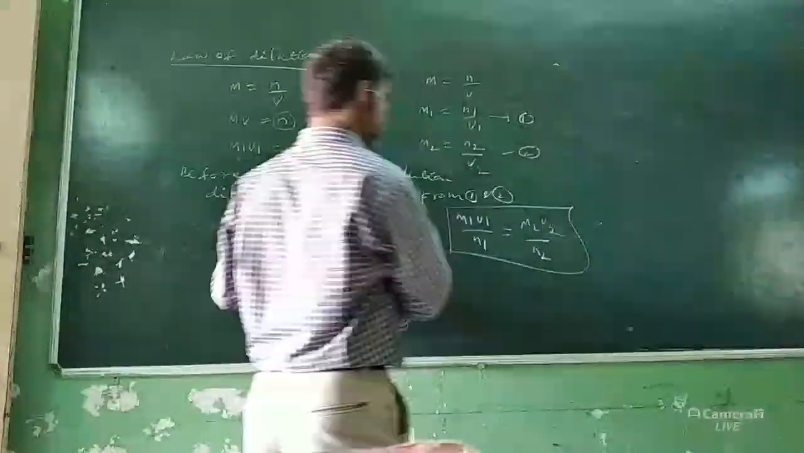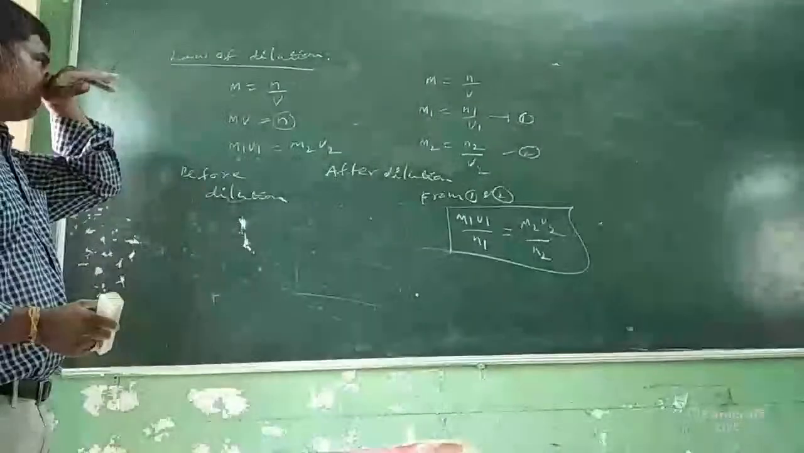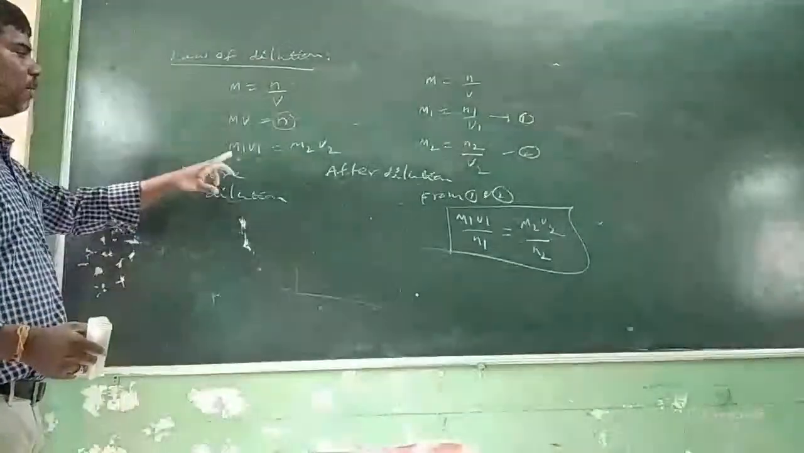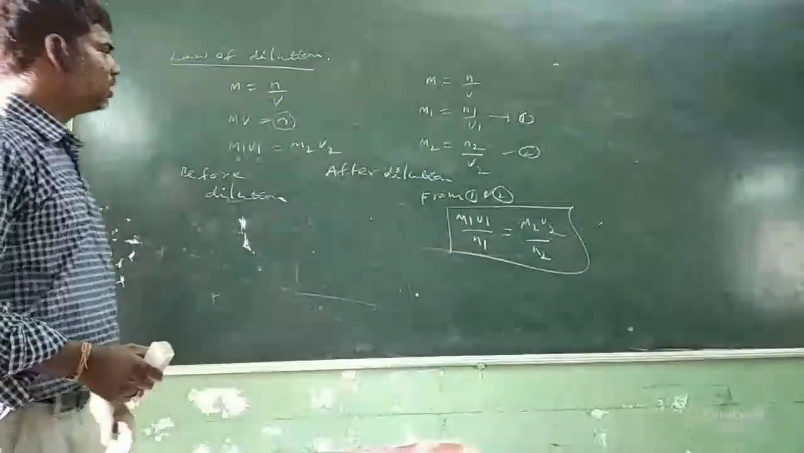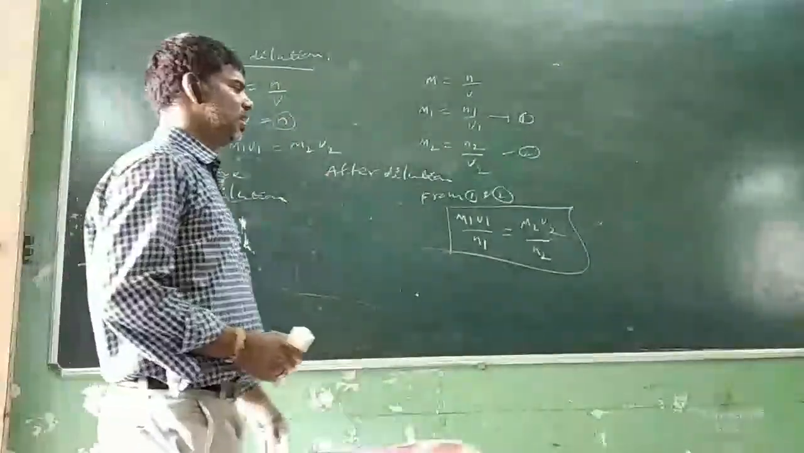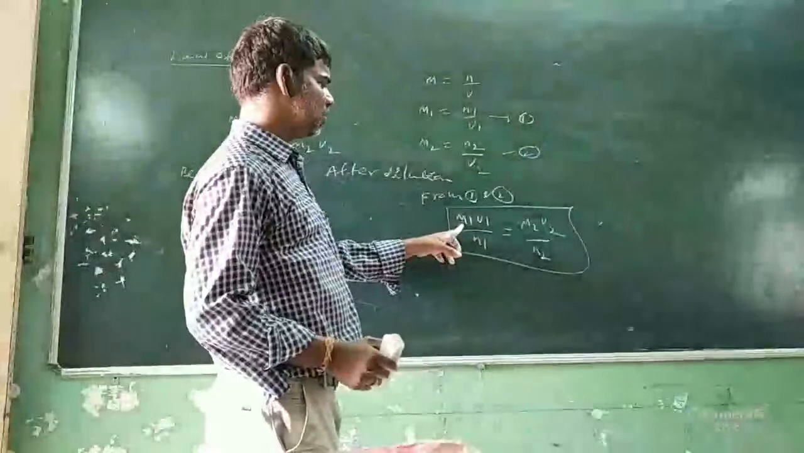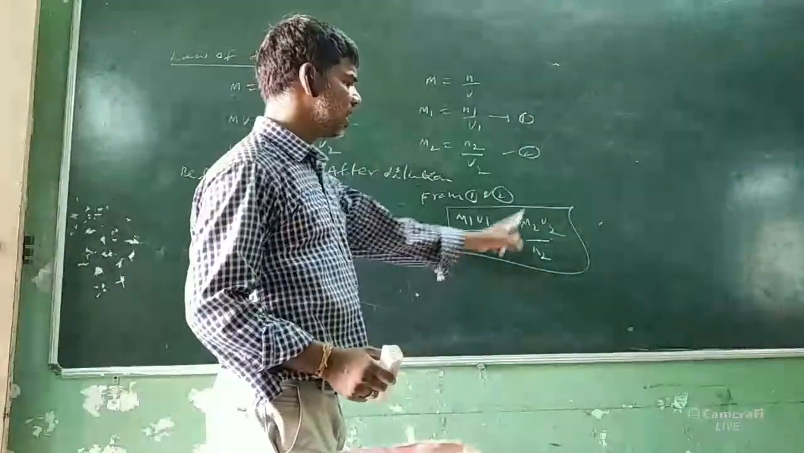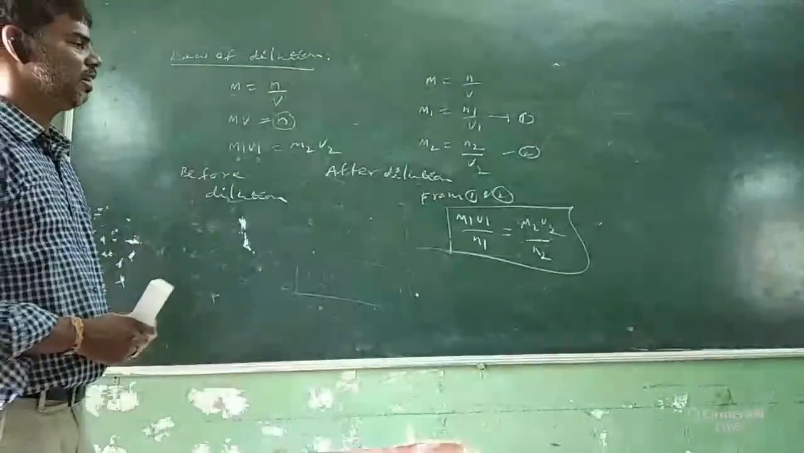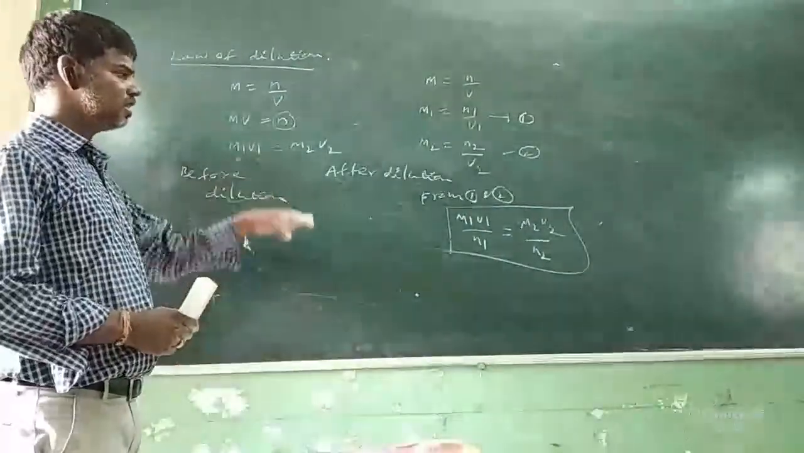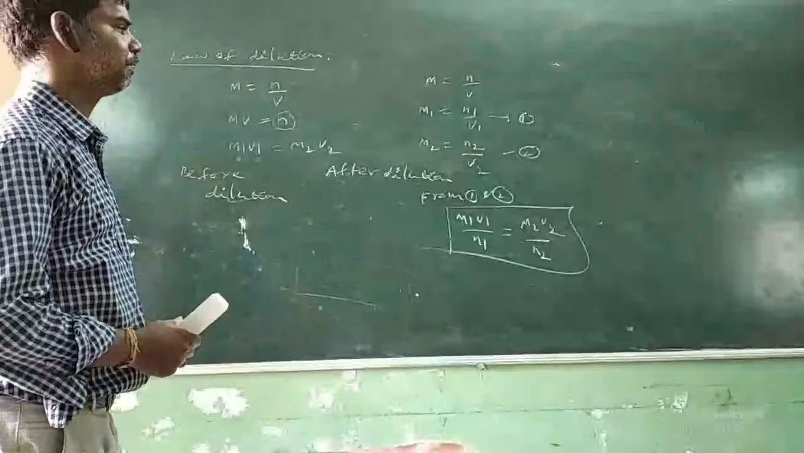So this is the law of dilution. The law of dilution is m1 v1 is equal to m2 v2, where the number of moles is kept constant. Suppose we have number of moles present, the dilution law is m1 v1 by n1 is equal to m2 v2 by n2. These are two important formulae for calculating the problems, and based on this we will discuss problems later.